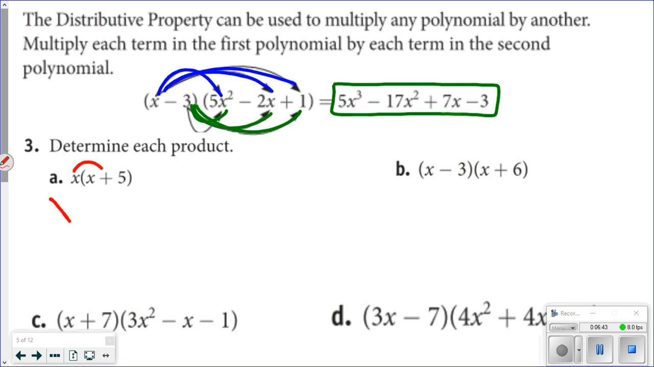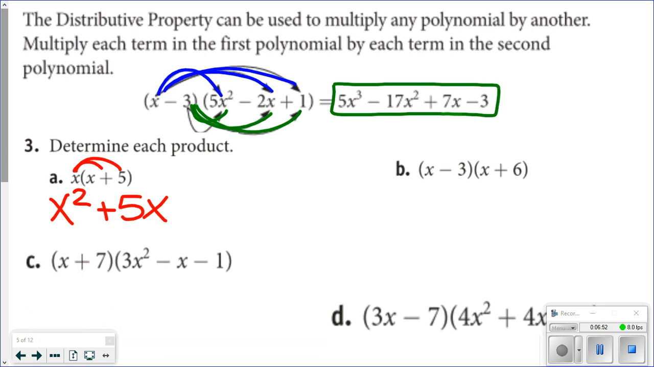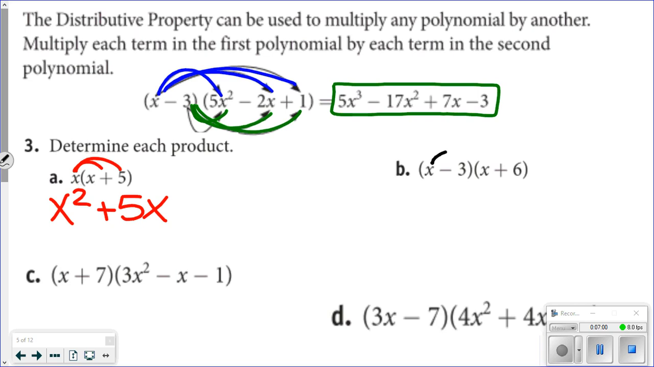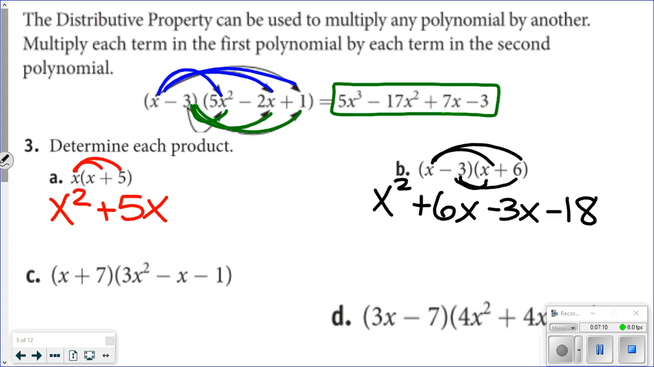X times x is x squared. X times 5 is 5x, and we can leave our answer like that. Letter B, some of you might have used the box method. Some of you might have thought about FOIL first, first, outside, inside, last. Combine my two terms in the middle.